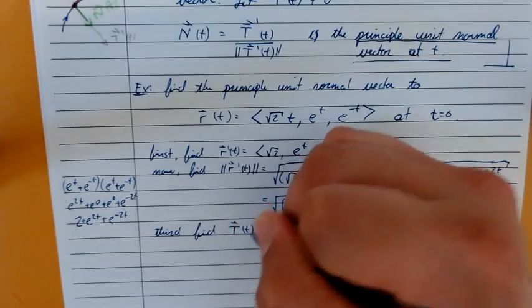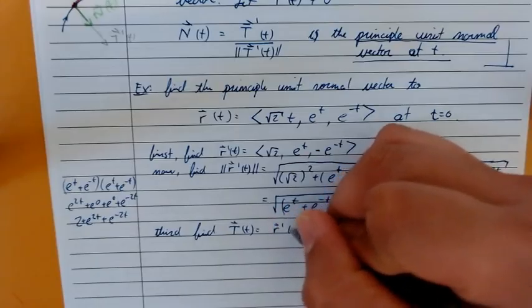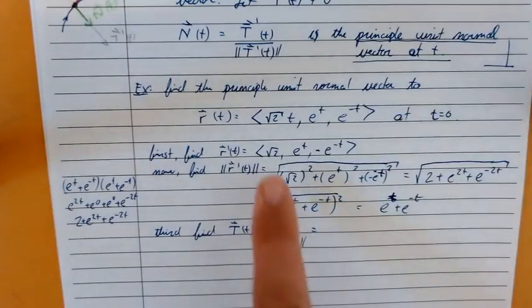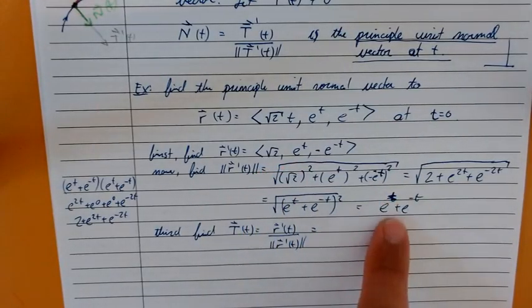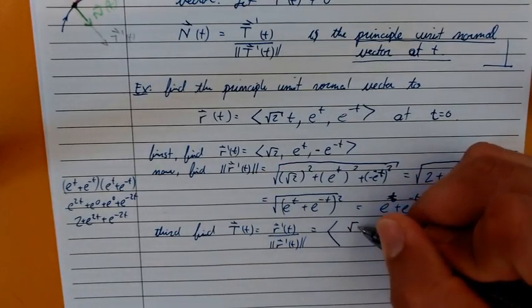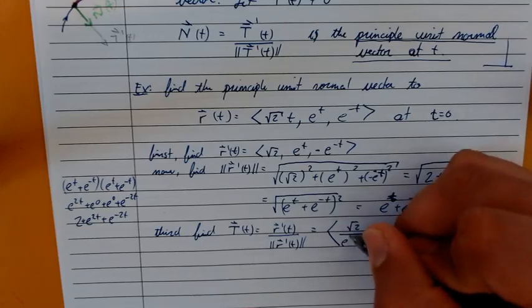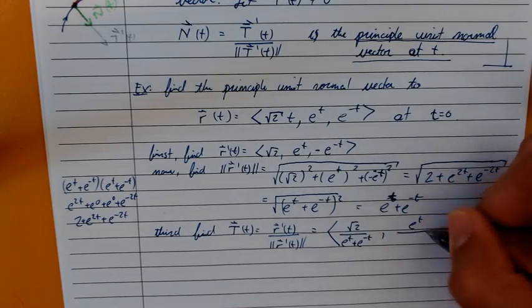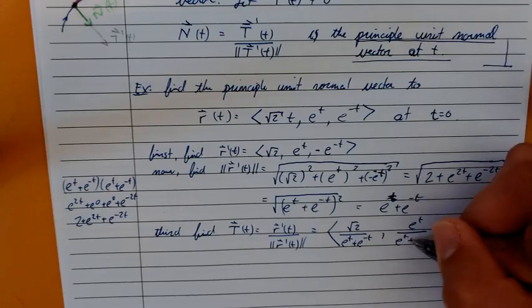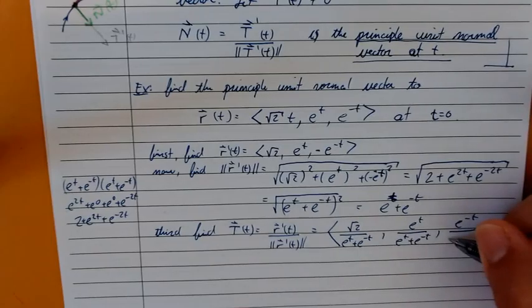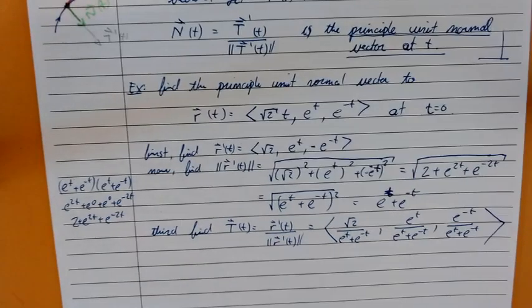the unit tangent vector. And of course we do that by just taking r prime of t and dividing it by the magnitude of r prime of t. So take those components and divide by e to the t plus e to the minus t. So that's going to be root 2 over e to the t plus e to the minus t, comma, e to the t over e to the t plus e to the minus t, comma, e to the minus t over e to the t plus e to the minus t. So there's my unit tangent vector.